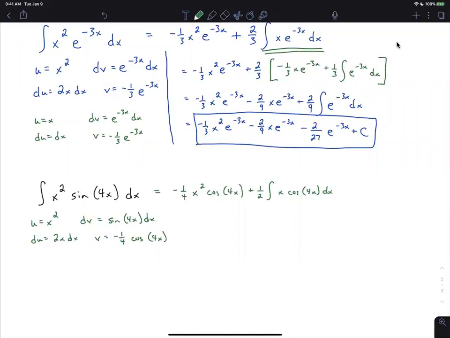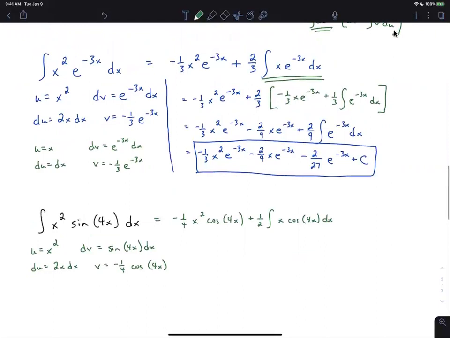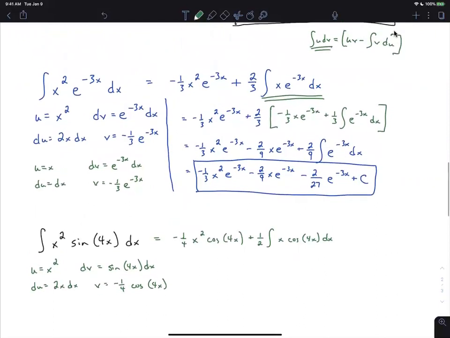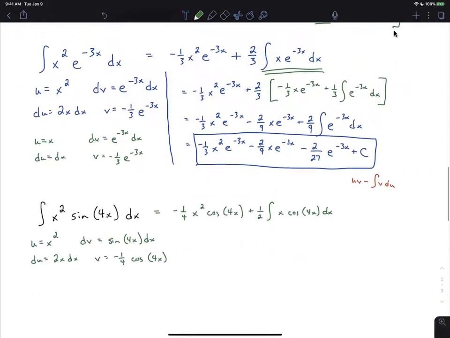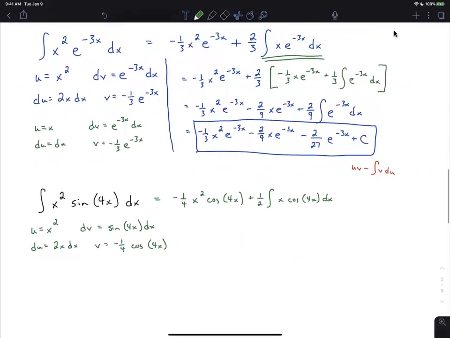Any questions to there? And again, there's the formula up there, but let me write it on the screen just so we've got it. So uv minus the integral of v du. As you do more of these, you're going to memorize that pretty easily, but that's the formula. So, okay, now we're going to do it again. We'll go ahead and do it in red. So u is x this time.